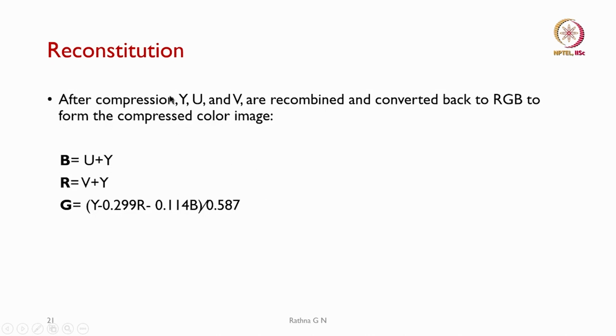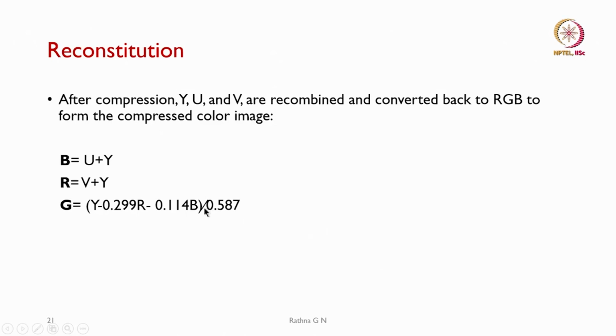So, how are we going to reconstitute it? After compression, our YUV are recombined and converted back to RGB to form the compressed color image. So, blue is represented with U plus Y, and red is going to be V plus Y, and then G is going to be Y minus 0.299 of R minus 0.114 of B, the whole divided by 0.587, the weightage we had given green in the original to calculate luminance.